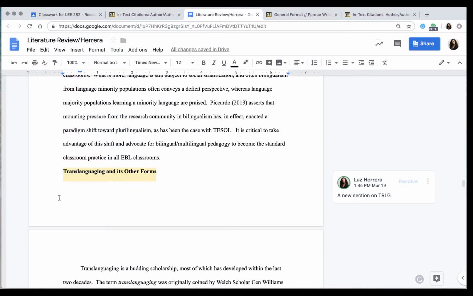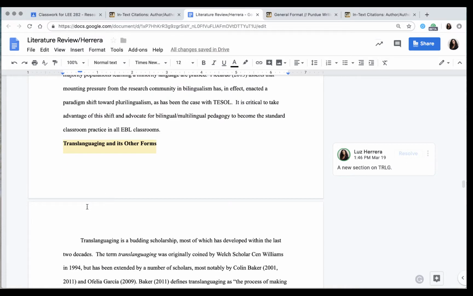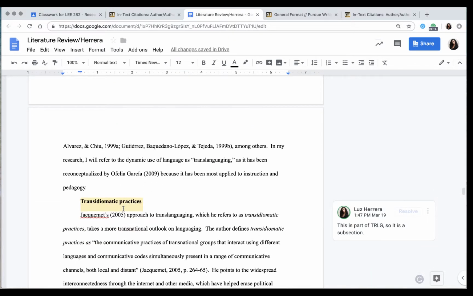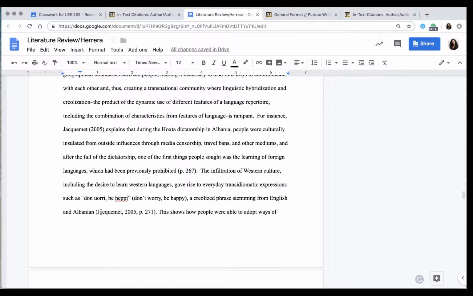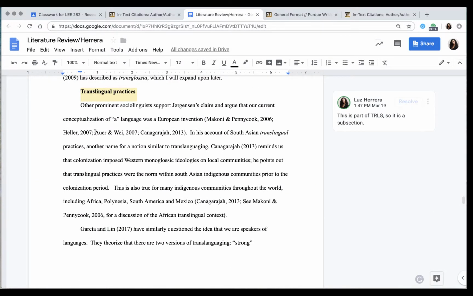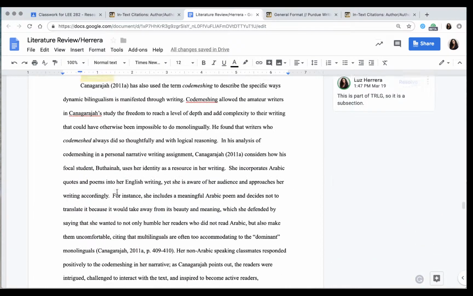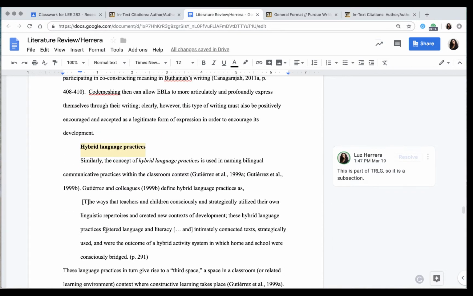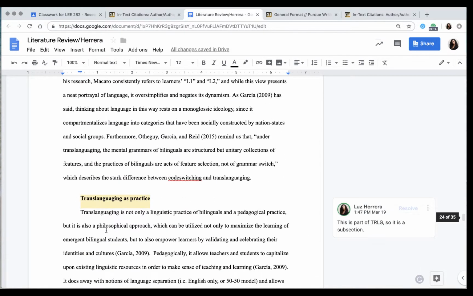Okay, so this is a new section. This is specifically about translanguaging. And with translanguaging, there are so many researchers writing similarly about this sort of topic, but they call it something else. So I decided to make those subsections of that larger category. Some call it transidiomatic practices, some call it polylingual languaging, some call it translingual practices. There are a lot of words for what we know as translanguaging: code meshing, hybrid language practices, code switching, right?